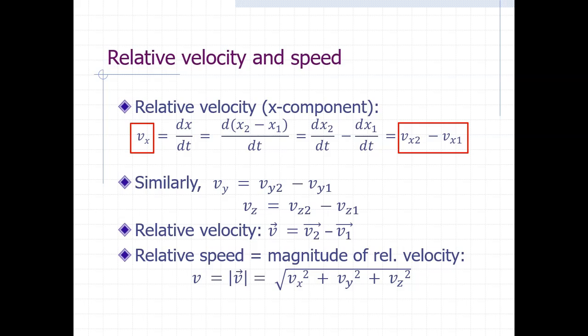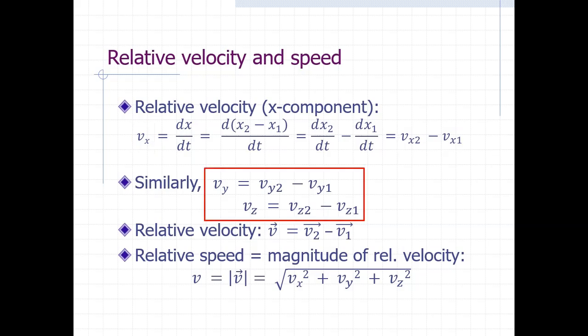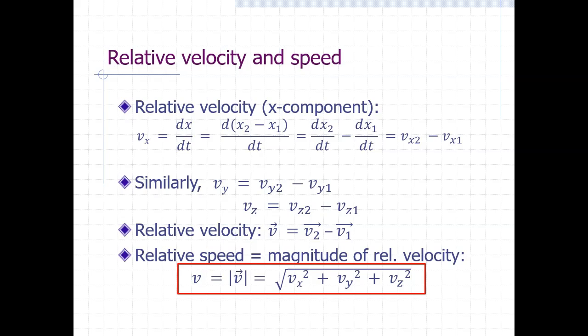So, v sub x is equal to v sub x2 minus v sub x1. A similar relationship can be shown to be true for the y component, v sub y, and the z component, v sub z. In other words, the relative velocity vector is just equal to the velocity vector for particle 2, v sub 2, minus the velocity vector for particle 1, v sub 1. The relative speed, v, is just the magnitude of the relative velocity vector. As with any vector, the magnitude of the relative velocity vector is just the square root of the sum of the squares of its components.